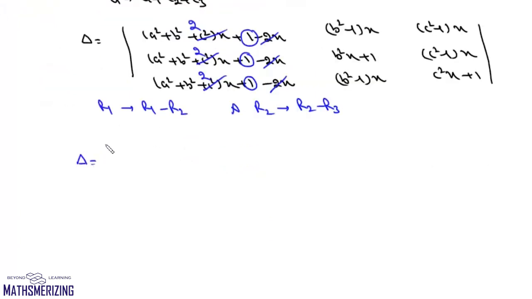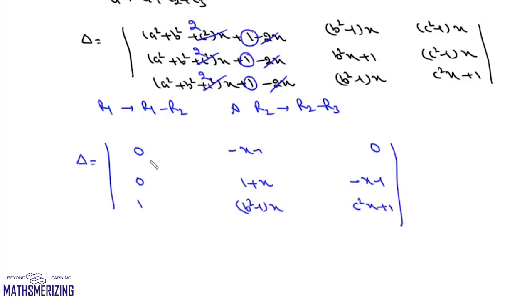Now we can write this delta as 0, and here it will be minus x minus 1, here it will be 0, here it is 0, here will be 1 plus x, and here will be minus x minus 1, and this is 1, b square minus 1x, and c square x plus 1. Now from this first row we'll take x plus 1 common, and from the second row also we'll take x plus 1 common. So we'll get (1 plus x) whole square, and here will be 0, minus 1, 0, 0, 1 and minus 1, and this is 1, b square minus 1x, and then c square x plus 1.